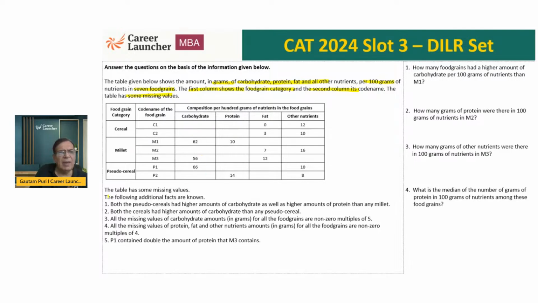Okay, and then we have the statement. We'll look at that later. But let's look at the table. Food grain category, code name, and composition per 100 grams of nutrients in food grains. So which are the nutrients? Carbohydrate, protein, fat, and all other nutrients.